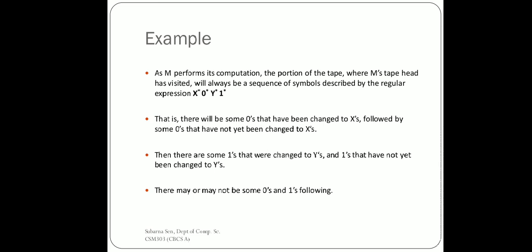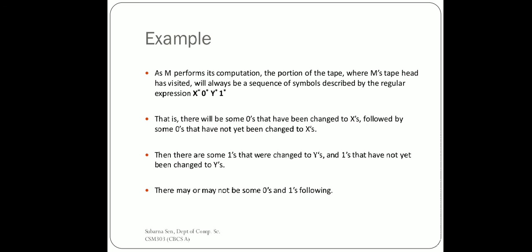Now, as M performs its computation, the portion of the tape where M's tape head has visited will always be a sequence of symbols described by the regular expression x*0*y*1*y*, right? Because there may be some zeros which have been converted to x already, some zeros which have not yet been converted, some ones which have already been converted to y, and some ones which are yet to be converted. So this is the situation, right?